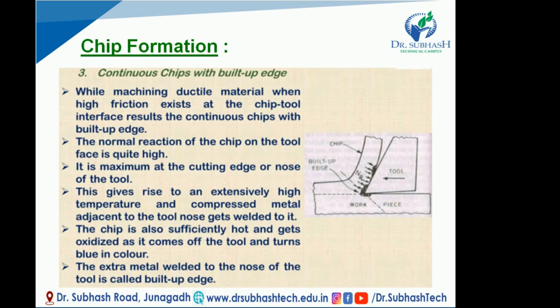This extra material you can see in the figure is like a welding material, or metal welded on the nose of the tool. It is called built up edge. The chip is also sufficiently hot and gets oxidized as it leaves the tool and turns blue in color also. Last but not least, it first increases, then decreases, and then again increases. So the built up edge changes its size during the different cutting operations, right? So this is the third one, continuous with built up edge.